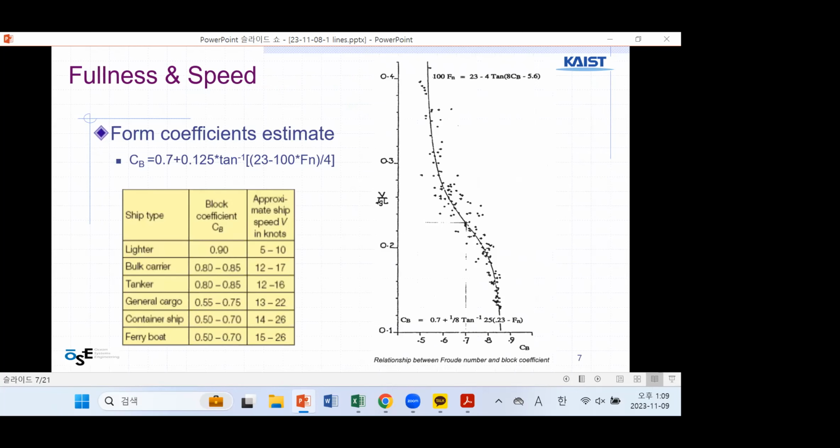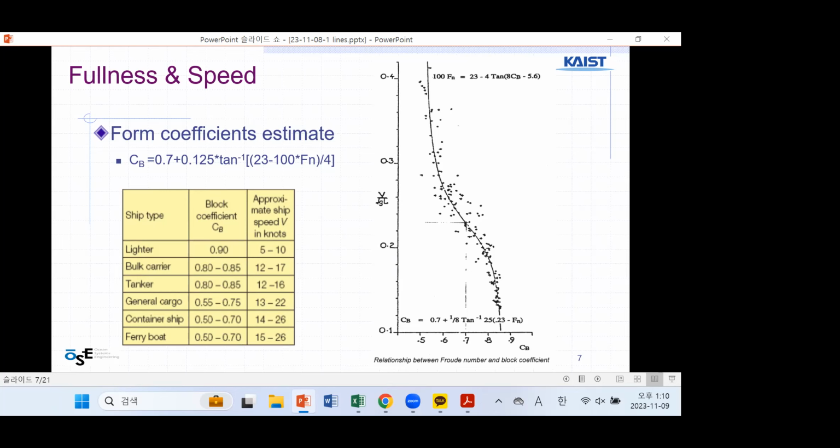Right. And this is a fullness ratio based on speed. So you see that this one is the case of speed-length ratio. Top is the speed, bottom is the square root of L, where L is the length and g is the gravitational acceleration coefficient. So the speed-length ratio is written this way. And then this is CB, the block coefficient. So this shows the relationship between Froude number and block coefficient.